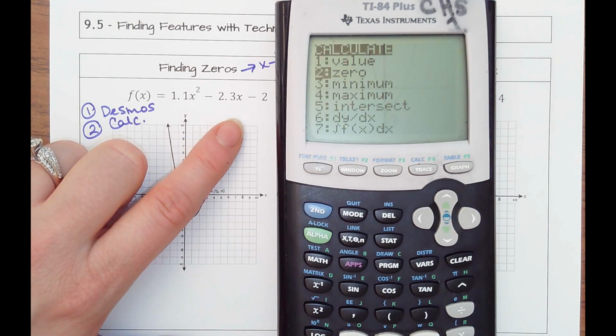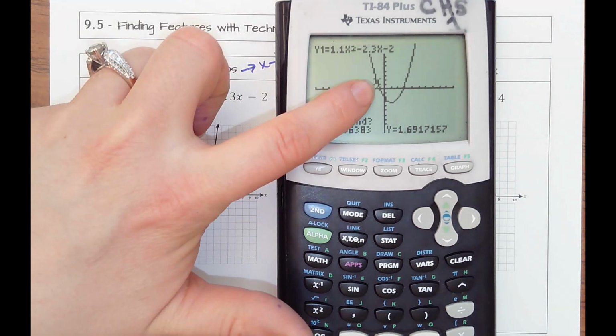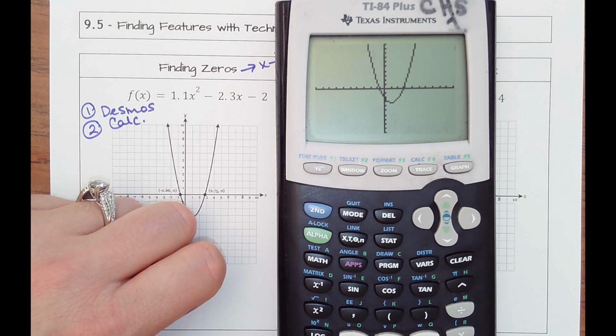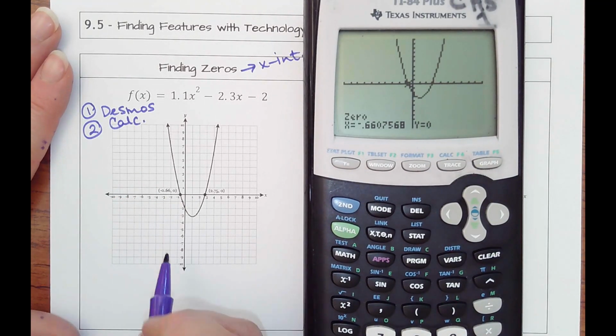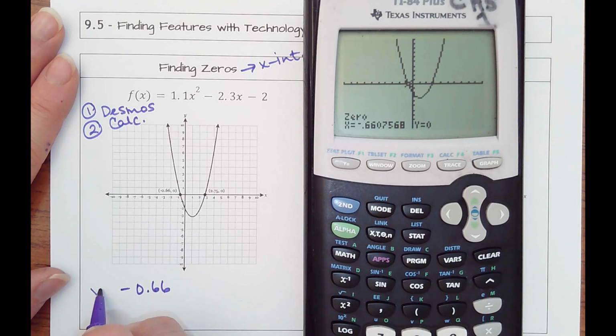I want to find zero. Remember, it comes up with this little flashing point here. And I go to the left, and I go to the right, and I hit enter one more time, and it'll tell me, it wanted me to round, I'm sure, so I'll just put negative 0.66. That's one of them.